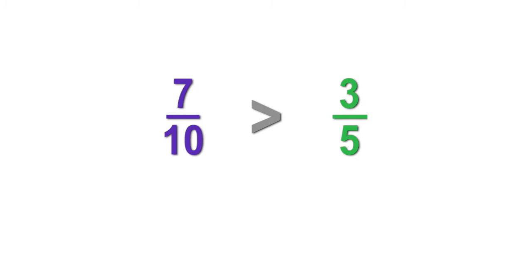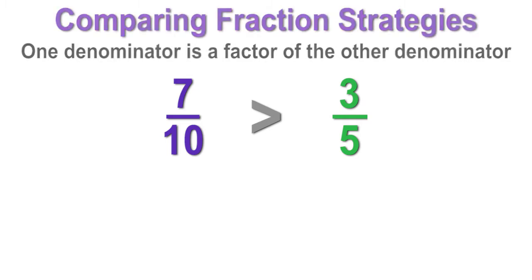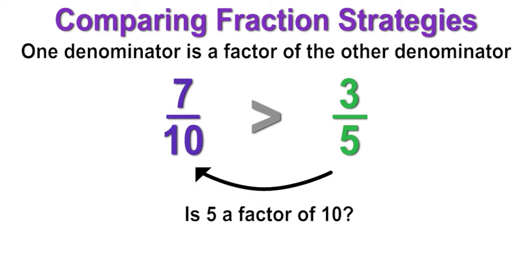For example, using the same fractions, we can look to see if the denominator of one fraction is a factor of the other denominator. In this case, we are looking to see if the 5 in 3/5 is a factor of the 10 in 7/10. Since 2 times 5 is 10, we know that 5 is a factor of 10. So let's create an equivalent fraction for 3/5 with a 10 as the denominator.